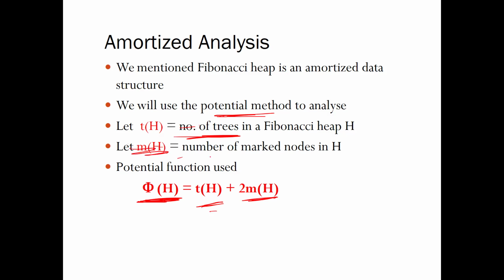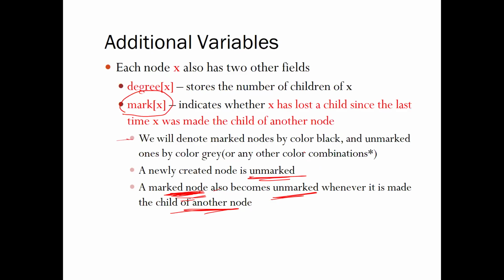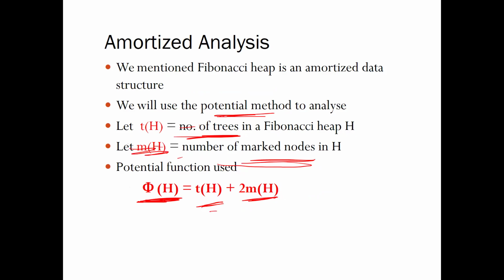Now, what is M of h? M of h is the number of marked nodes in h. The number of trees in the Fibonacci heap accounts for the state of the tree, because you keep on adding new ones and you keep on deleting some. The number of trees is what matters, right? It causes a great change in the look and feel of the tree. So you can say that that is one of the factors that contributes to the potential function. Another factor that contributes is the number of marked nodes.